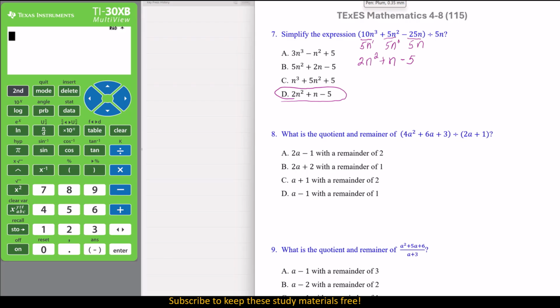Okay, which would be n to the 0, which is 1. Okay, so D's verified. That's just a matter of knowing your properties. Okay, now we have a little bit different situation going on here.